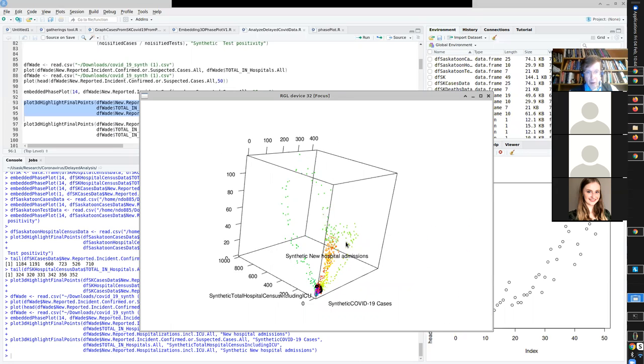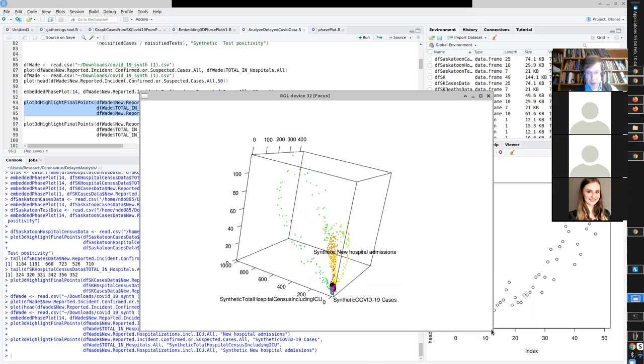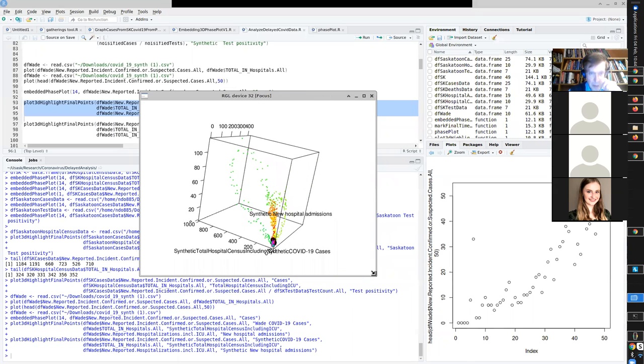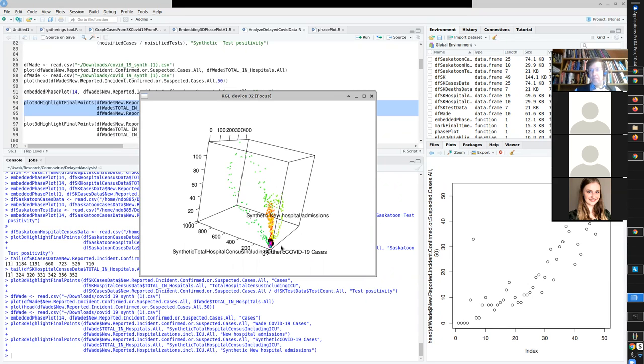These may be a little more obvious when we look at it a little bit smaller, so the points get more concentrated. Well, it turns out that this is a situation where we have a departure and return back to the point of that departure. And a point here reflects a certain circumstance in terms of cases, hospital admissions, and hospital census. It reflects, as it were, a certain situation as summarized by those three variables.